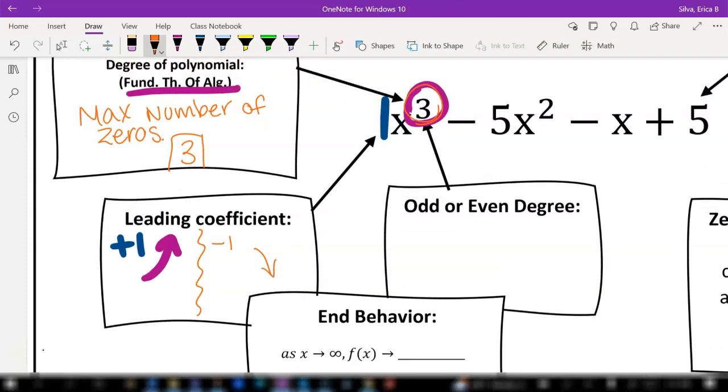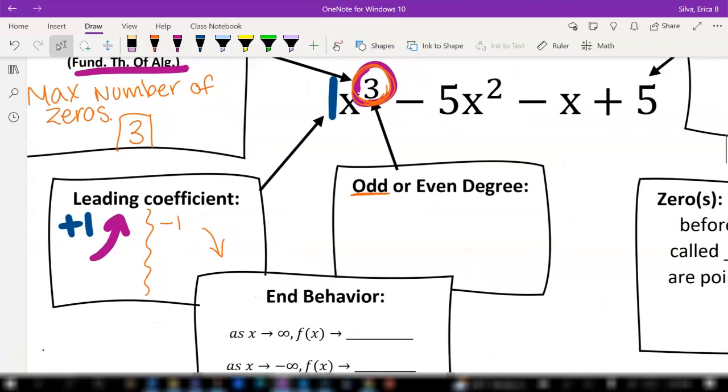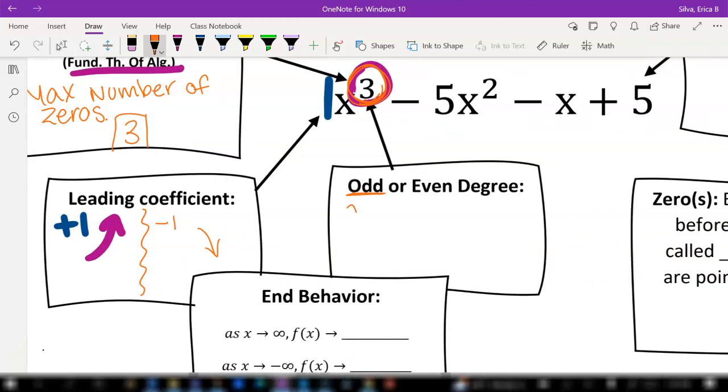To determine if it's an odd or even degree, we're going to be looking at the degree of the polynomial. Because 3 is an odd number, we have an odd function. Odd means that our graph is going to be facing opposite directions. So if we know that the graph is ending on the right side, then the left side of the graph is going to be going the opposite. For the sake of the notes, even is just basically them going in the same direction.